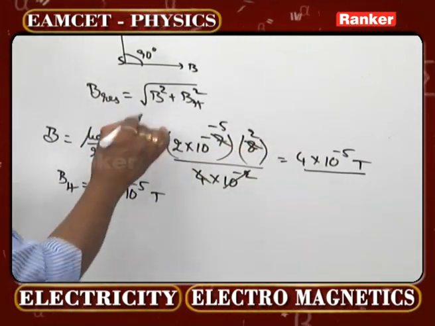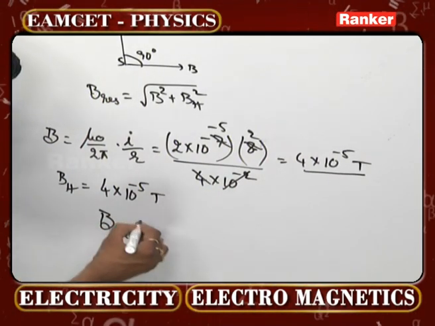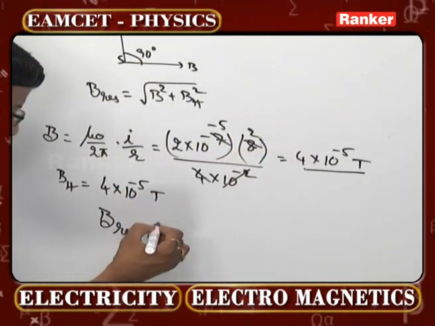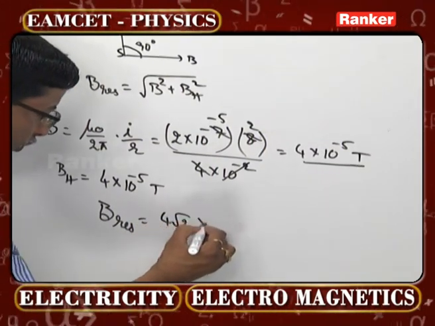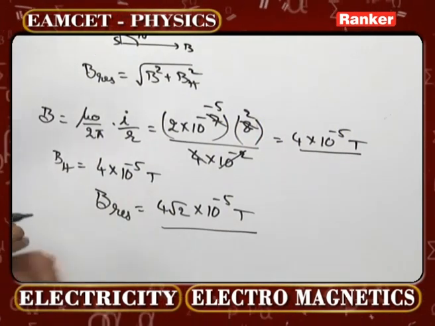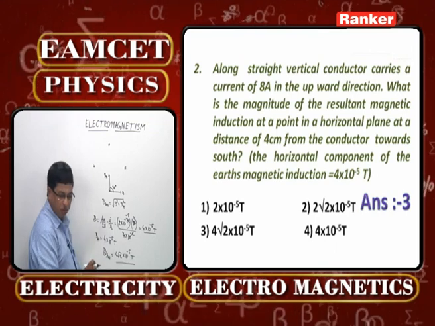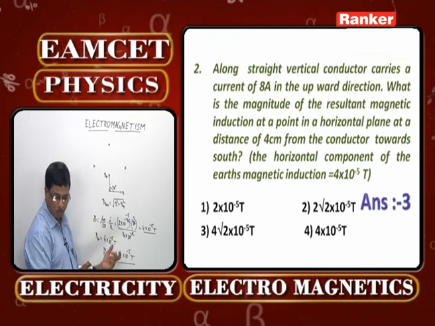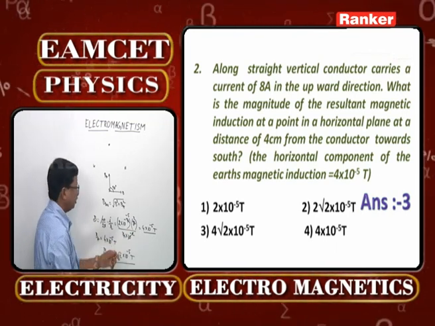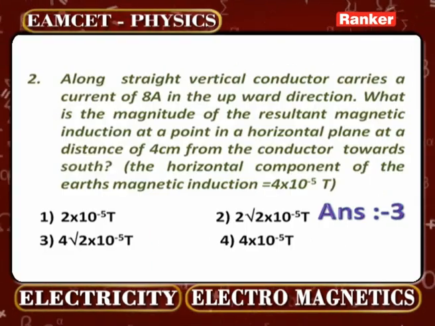Both are equal and both are perpendicular. Then what will be their resultant? It is root 2 times each of the value. That is 4 root 2 into 10 power minus 5 Tesla. That must be the answer. So what is the correct option over here? 4 root 2 into 10 power minus 5 Tesla is now coinciding with the third option for this question number 2. So third option is the right option for this problem, please.